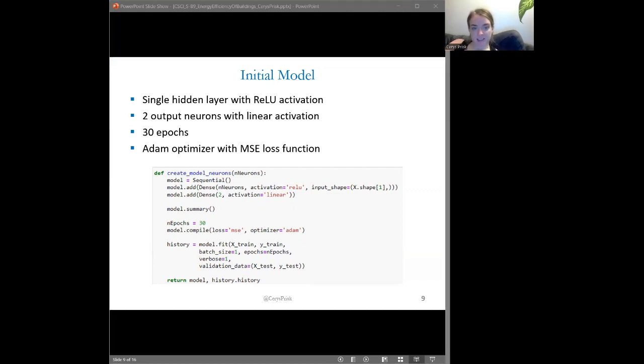30 epochs were selected, and Adam was chosen as the initial optimizer. MSE was selected as the loss function due to it being a regression problem, and the batch size was set to 1 to maximize the data given the small number of observations.